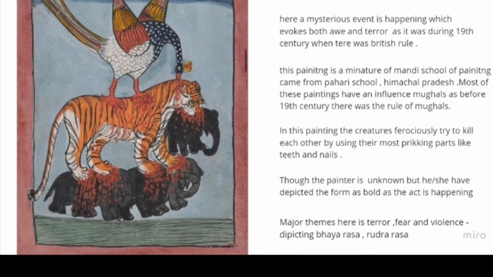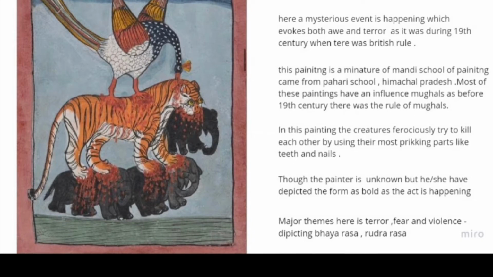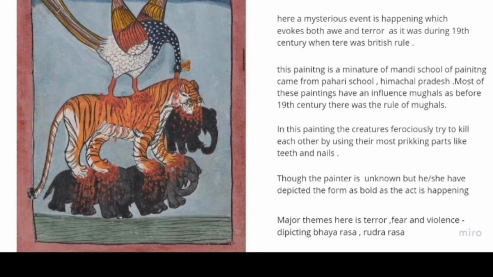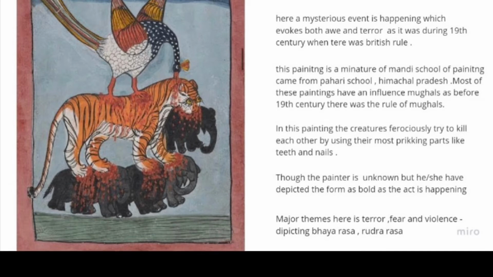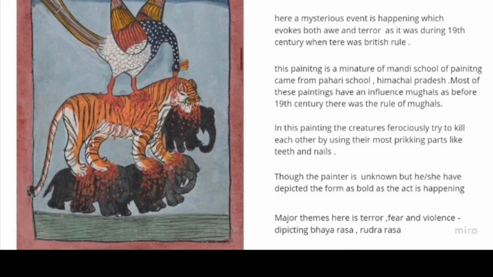In this painting, the creatures are ferociously trying to kill each other by using the most pricking parts like the teeth and the nails. Though the painter is unknown, he or she has acknowledged it and made the painting as bold as the act happening in the composition. The major themes are terror, fear and violence, depicting Bhaya rasa and Rudra rasa.